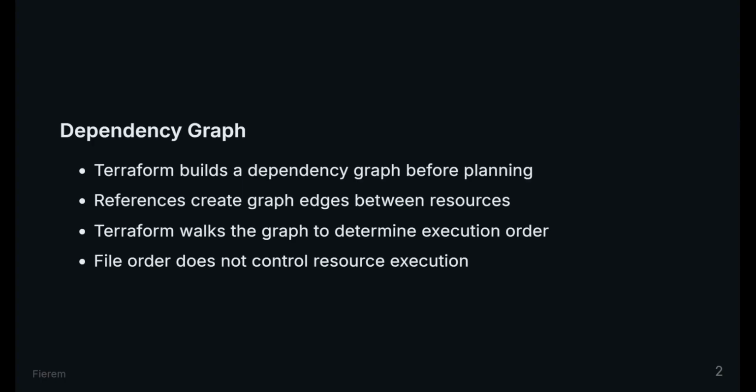Terraform constructs a dependency graph before it proposes any infrastructure changes. The graph is built by parsing references between resources, variables, and data sources. Each reference becomes an edge that defines execution order. Terraform then walks the graph to decide which resource must be created, updated, or destroyed. The outcome is deterministic planning because operations follow graph dependencies rather than file order.